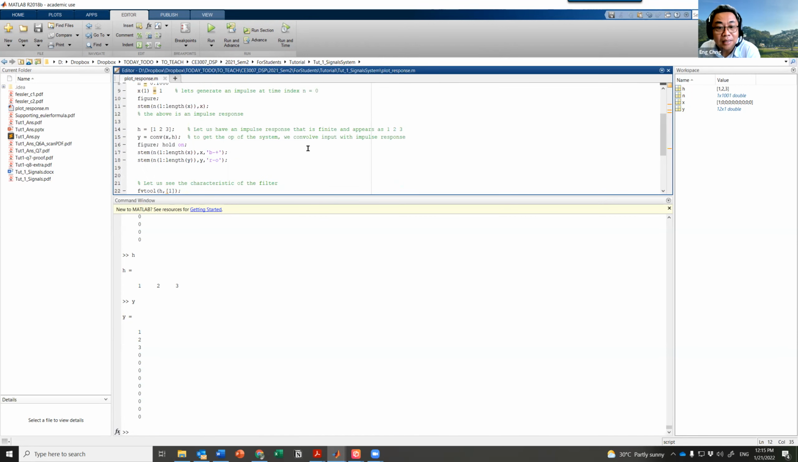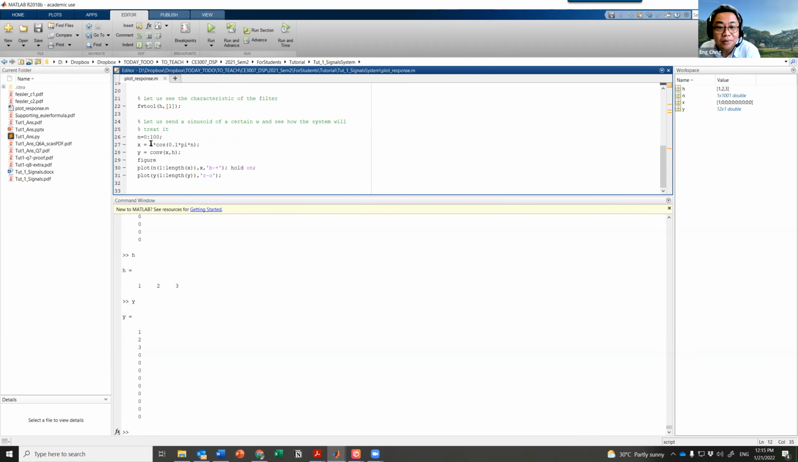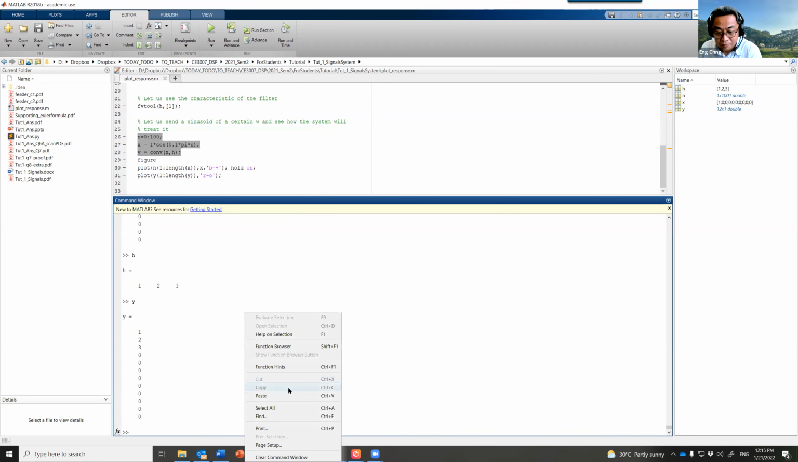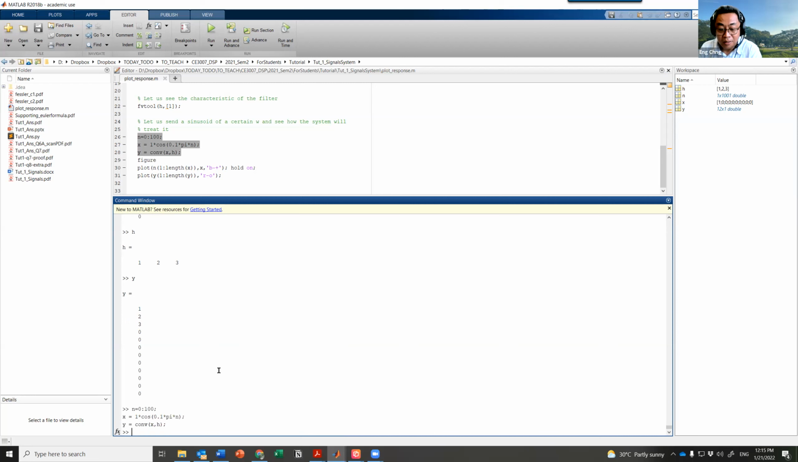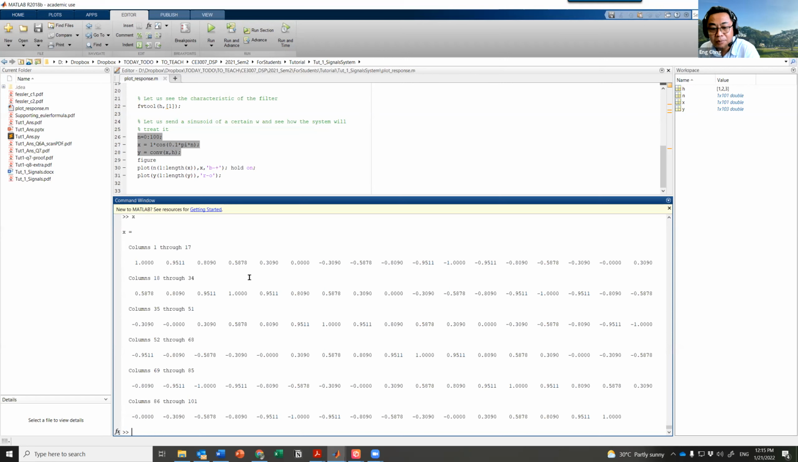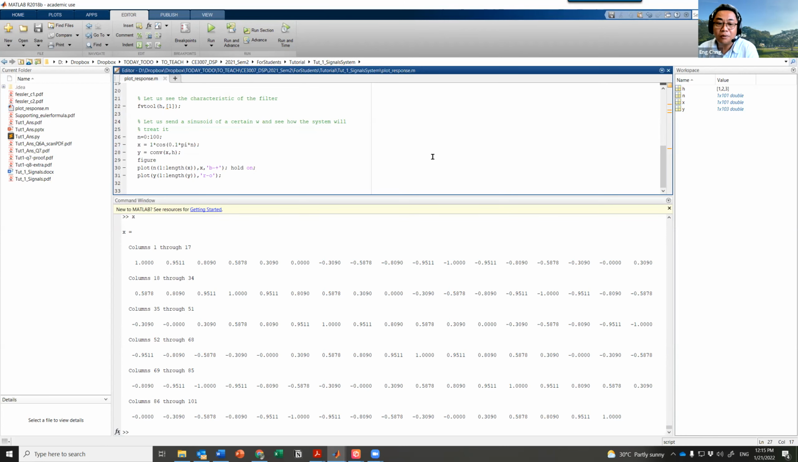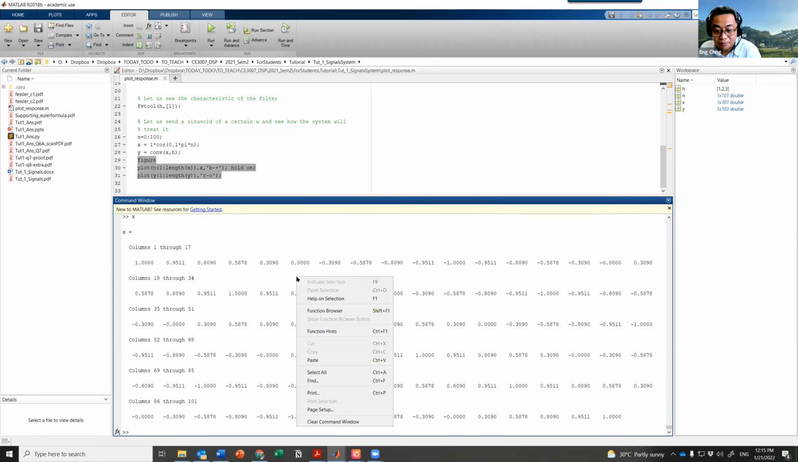Now, let us do something else. Let us generate an X that is a cosine. So what is X now? X is a sequence of numbers, 100 points in this example, and it is a cosine with omega 0.1 pi. Now I'm going to plot for you X in blue color and Y in red color.